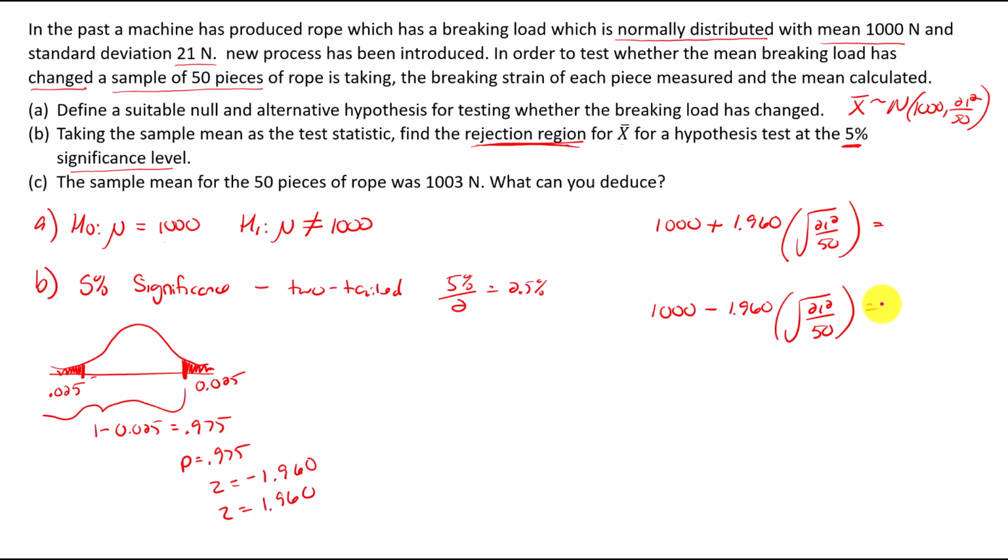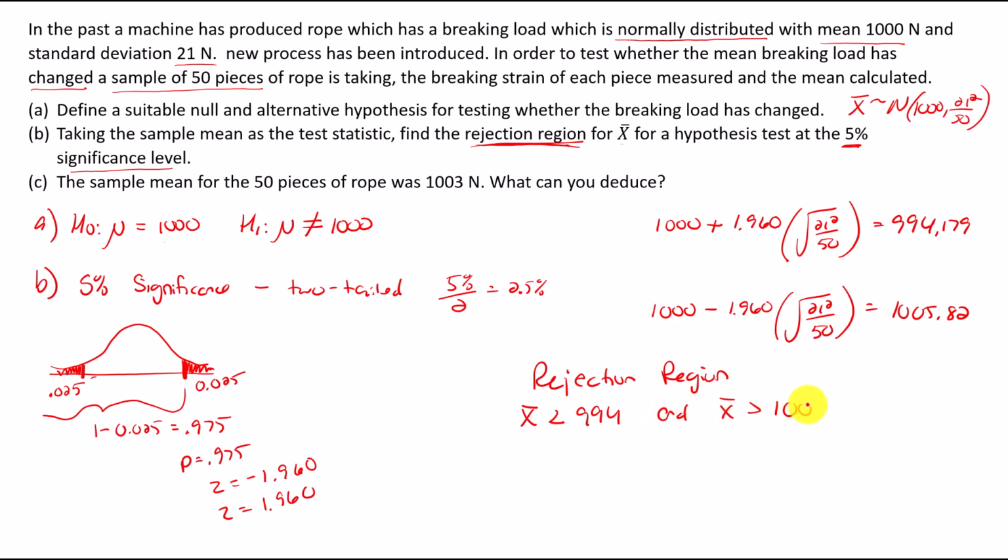When I do these, this one's going to give me 994.179, and this one's going to give me 1,005.82. So what this means is that my rejection region occurs if the sample means are less than 994 to 3 significant figures and greater than, in this case, 1,006. Actually, that's not to 3 significant figures, but that's what I would be testing for. So this is my rejection region, because we have to consider this way or this way, where this red colored area is.